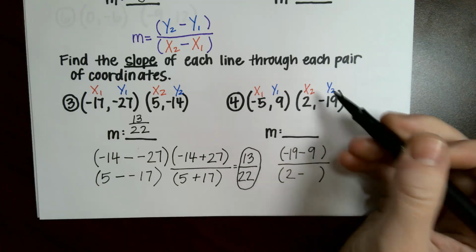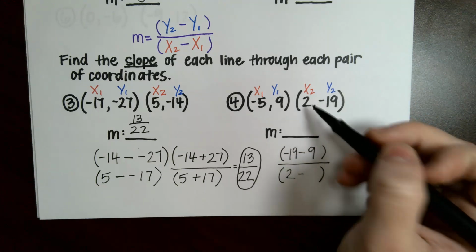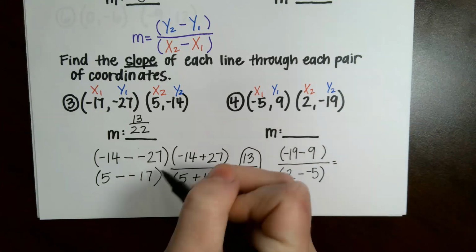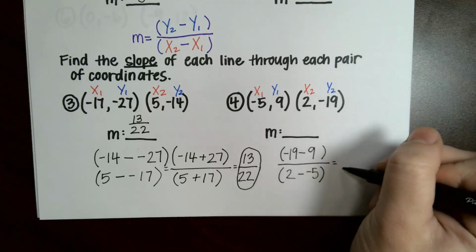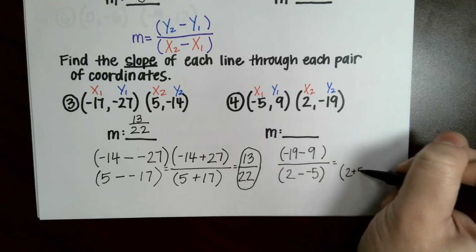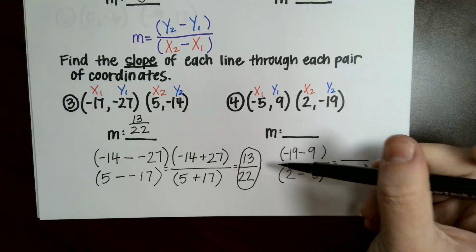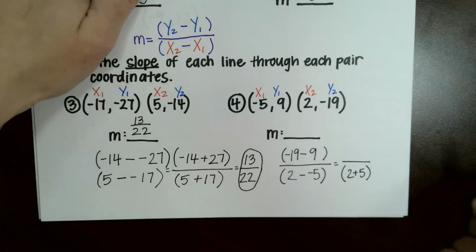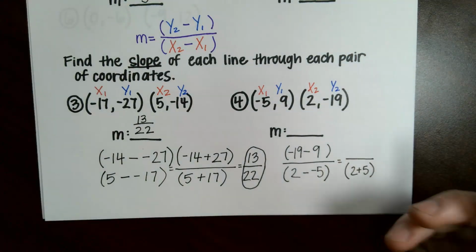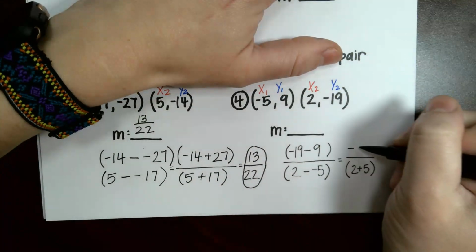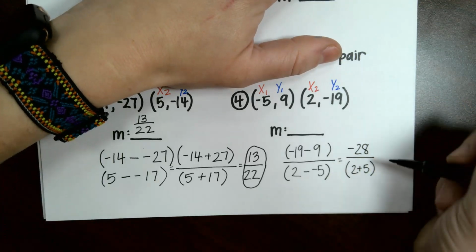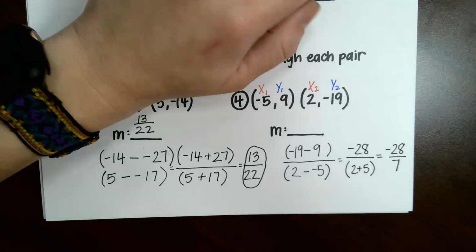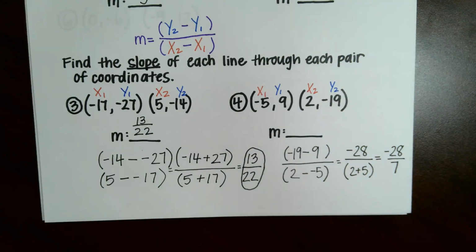2. Yes, 2 minus negative 5. Yes, good. So this is really 2 plus 5. And let's see, what's negative 19 minus 9? Negative 28. Negative 28. Good job. So we have negative 28 over, what's 2 plus 5? Negative 28 over 7. Brings it to a negative 4 over 1.